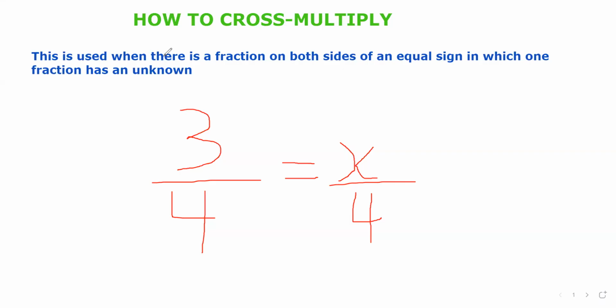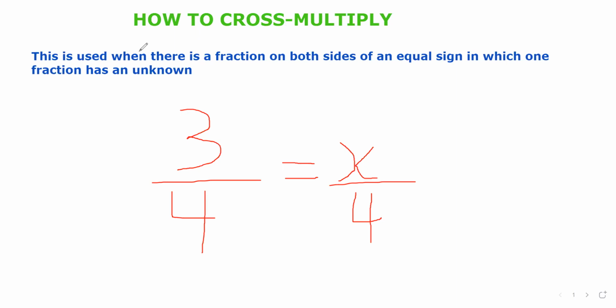Alright guys, so today we're going to cross multiply. Quickly to start, it's simple. Cross multiplying is used when there's a fraction on both sides of an equal sign, in which one fraction has an unknown, the letter or thing that we want to get the actual value for. Call it the unknown.